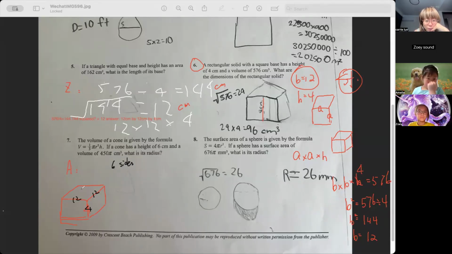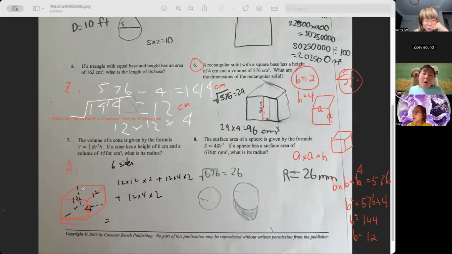So let me ask you, the top and the bottom, are they the same or not the same? They're the same, right? So it's 12 times 12 for the base, and I just did times 2, correct? And the front and the back, are they the same? Yes, it's still the same, right? So it's 12 times 4 times 2. And the last one, left and right, are they the same or not? Yes, so it's still 12 times 4 times 2.